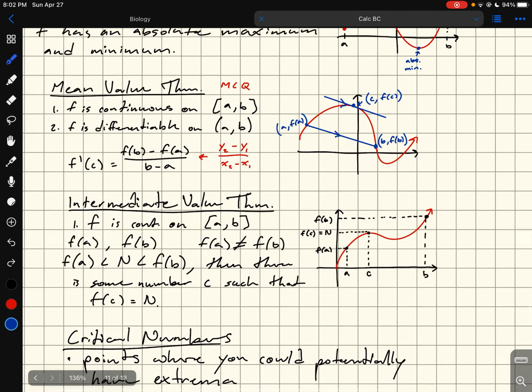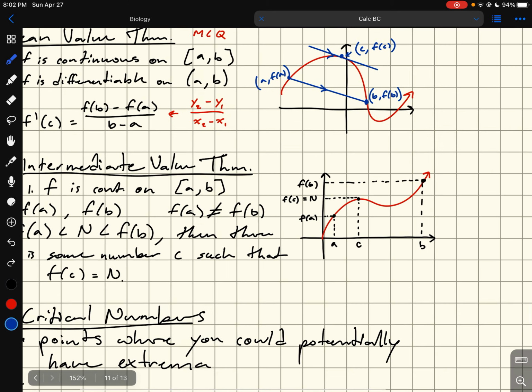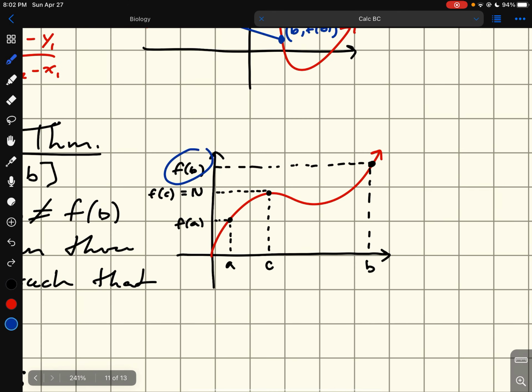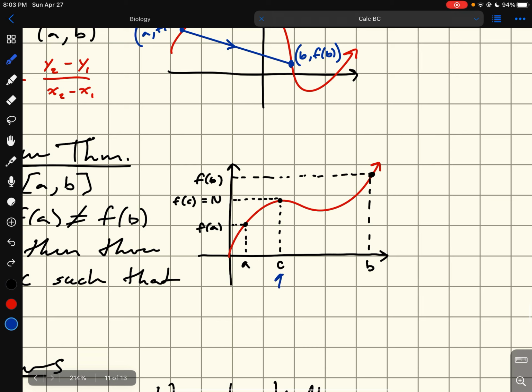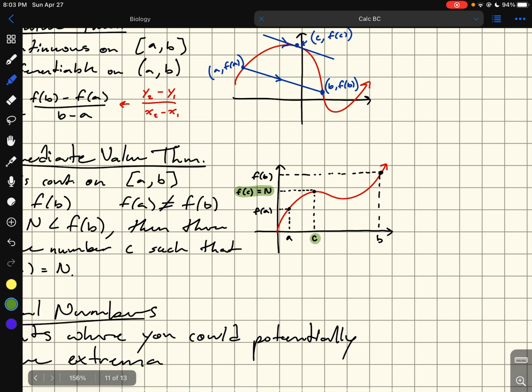So that's what the intermediate value theorem is. It's just saying you have two y values, you have a y value in between them, then there's a c that will give you that y value that's in between them. There's some x equals c that will give you that y value in between them. So let's just highlight this so you can differentiate it from everything else.